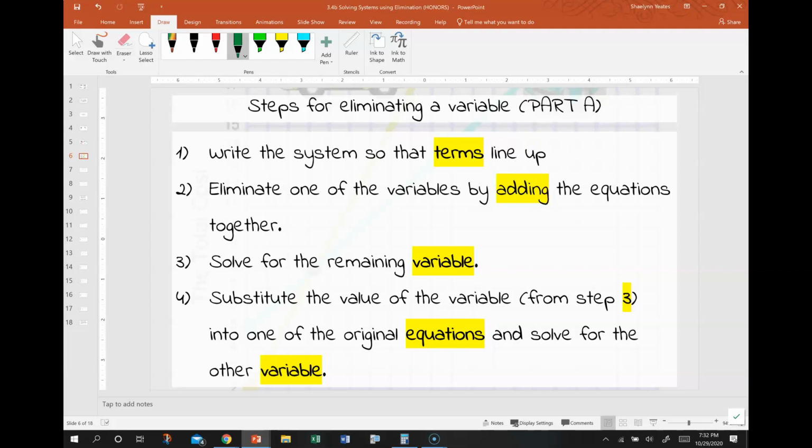So steps for eliminating, part A. Write the system so that the terms line up exactly. So x's with x's, y's with y's, equal sign with equal sign, number with number. Eliminate one of the variables by adding the equations together. From there you will solve for the remaining variable and then substitute the value of the variable from step 3 into the original equation and solve for the other variable.